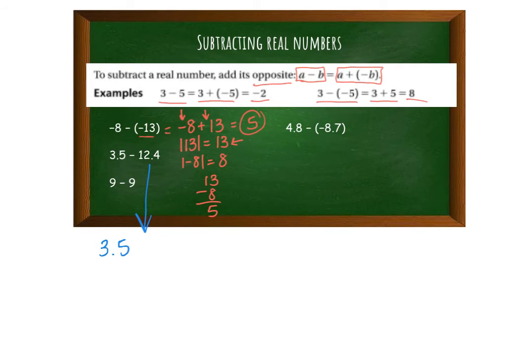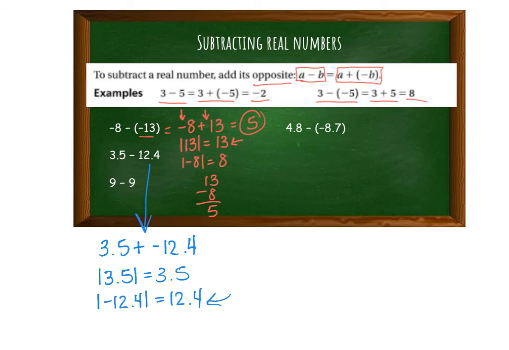3.5 minus is going to change to plus. Now what's the opposite of 12.4? It's negative 12.4. Okay? So now that we've done that, what we have to do is find the absolute value of 3.5, which is 3.5, and the absolute value of negative 12.4, which is 12.4. Which one's bigger? 12.4 is, so we know our answer is going to be negative. And then we do 12.4 minus 3.5.